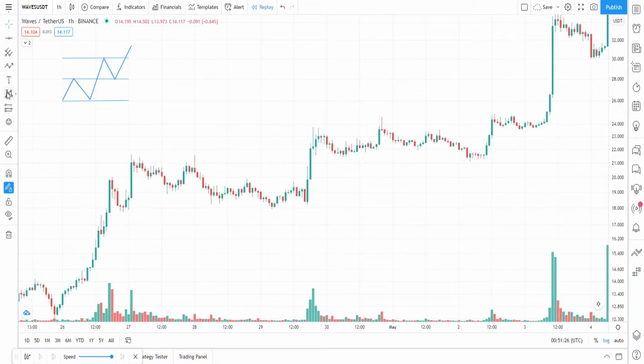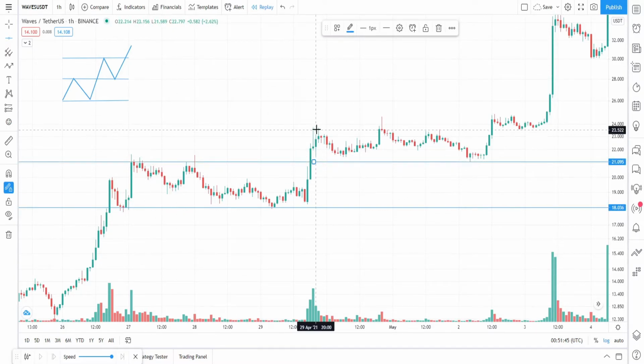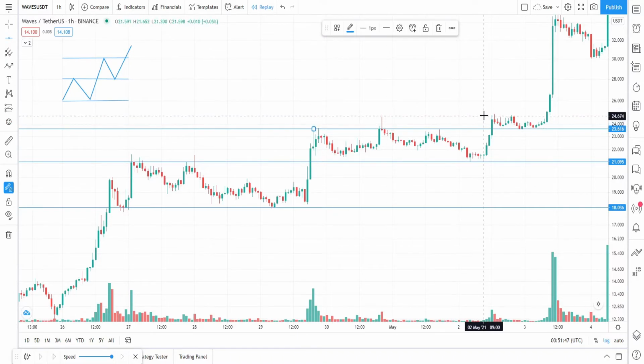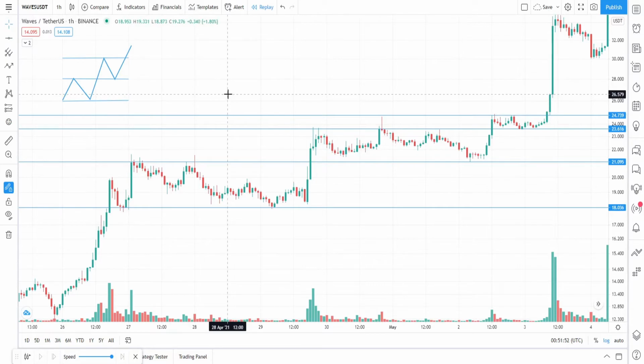To do this, we first have to place all our resistance and support levels, so let's do that together. First, we can see the stock bounced down to the $18 level and kept bouncing off that level a couple times, never breaking under it. So that's going to be our support for now. We can also see that it bounced down from the $21 price level, as well as the $23 price level and the $25 price level a couple of times. So those are going to be our resistance levels, and we're going to put our horizontal lines there.